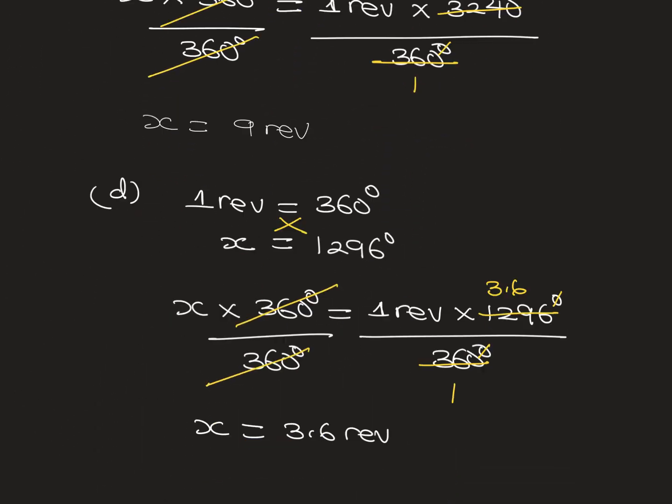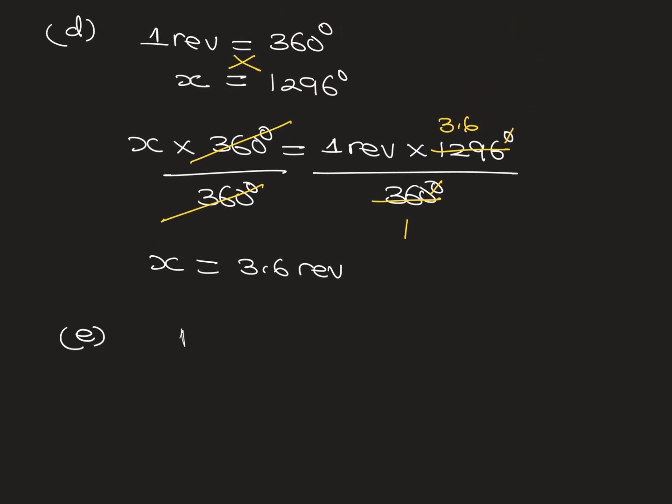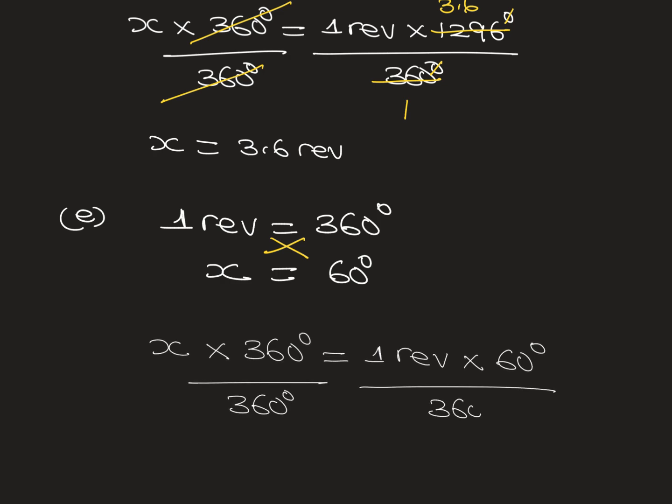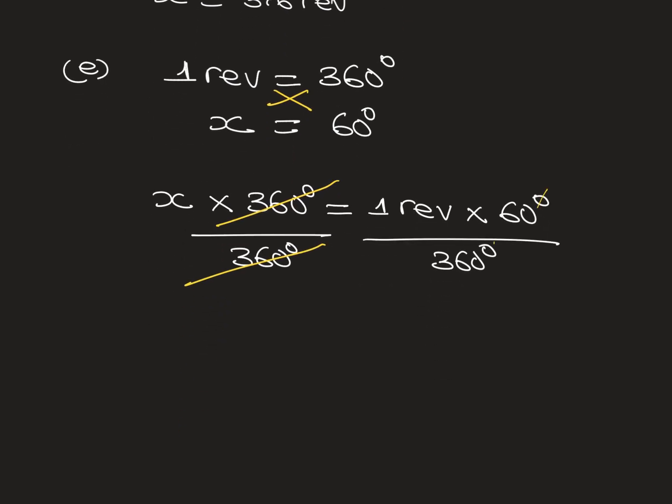E is 60 degrees. E. So if 1 revolution is equal to 360 degrees, what is 60 degrees in terms of revolution? Let's say that is x. We cross multiply. So x times 360 degrees is equal to 1 revolution times 60 degrees. To find x, we divide both sides by 360 degrees. This will cancel this. Degrees cancels degrees. 60 goes once into 360. That is 6 times. So the answer that we'll have is x is equal to 1/6 revolution. Okay. That is the conversion for angular displacement.